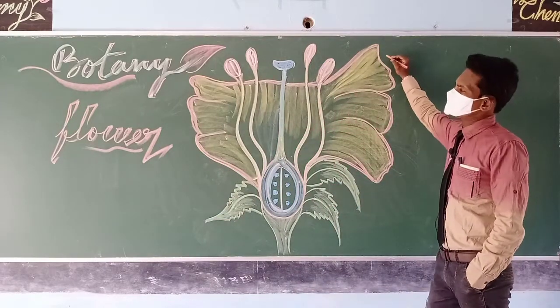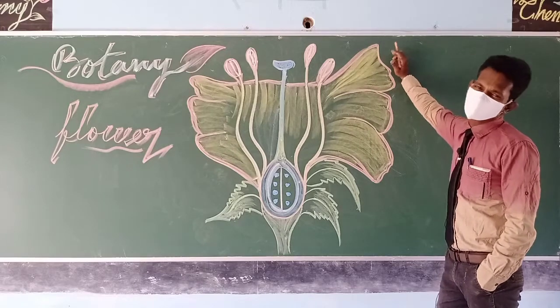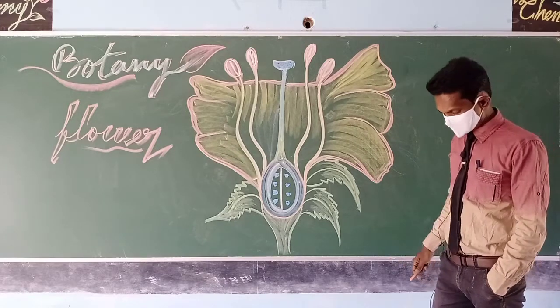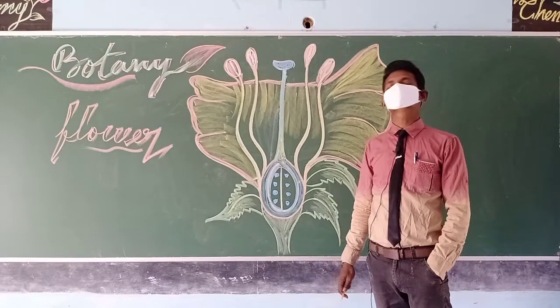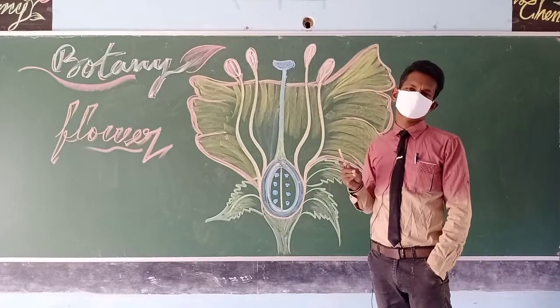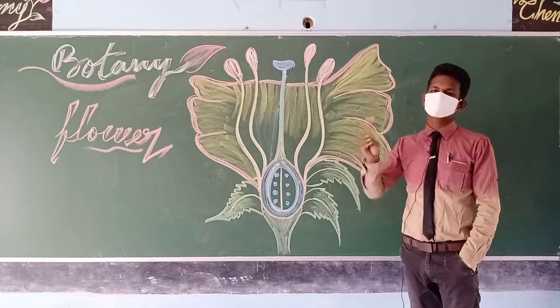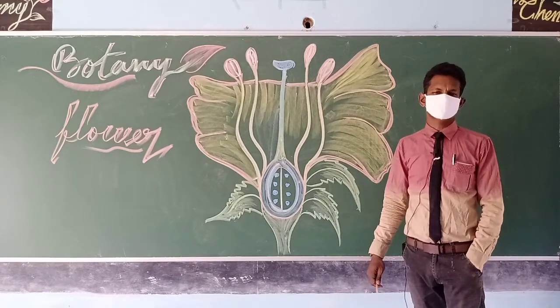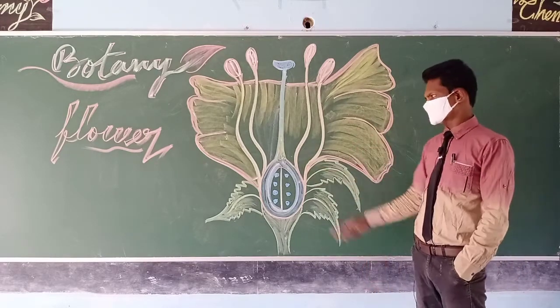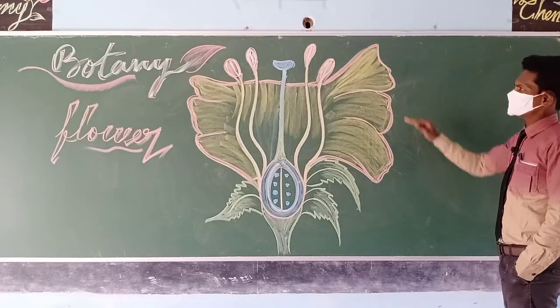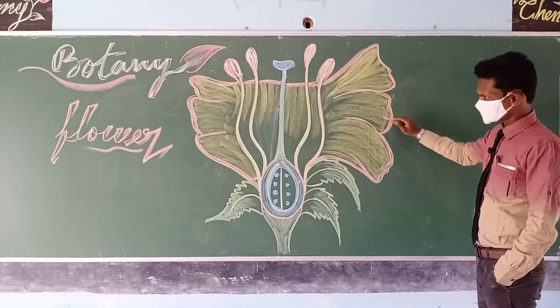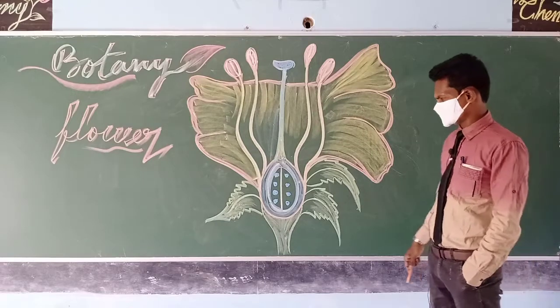Generally, flowers may be unisexual or bisexual. Uni in the sense possessing a single reproductive part or system. Bisexual in the sense possessing both male and female reproductive parts or systems. Let me go through the structure of the flower and the parts involved in the flower. This is the LS of the flower, longitudinal section.